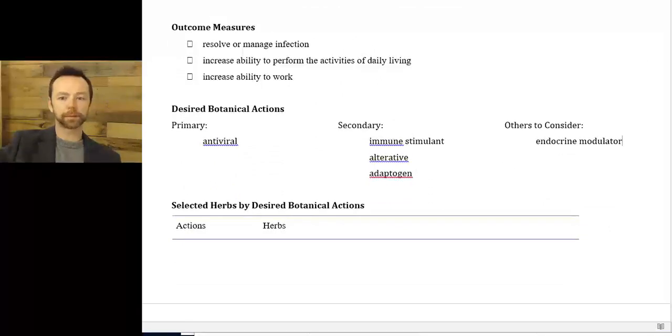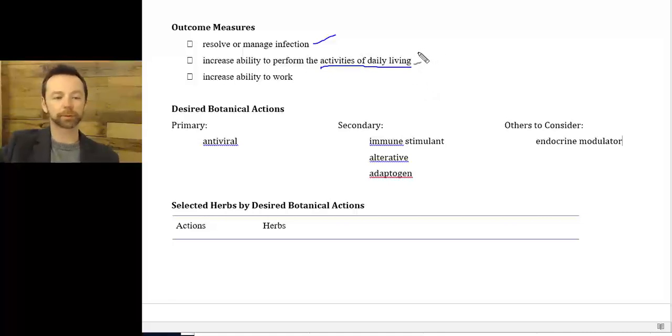As usual with the outcomes, nothing too special here. Obviously, we want to resolve or manage an infection. We do want to improve ADL if it is an active infection. The less significant the infection, the less important this becomes. Increased ability to work, same thing.